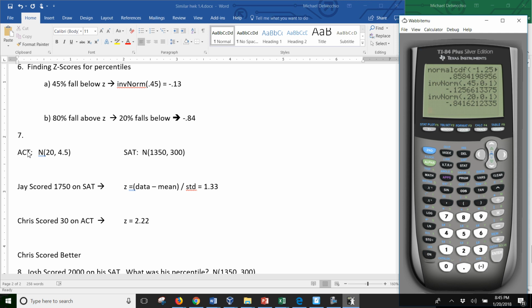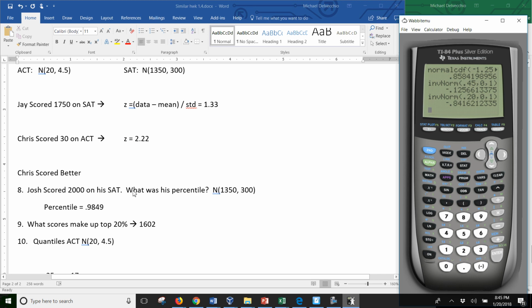So if we convert both of these to z-scores, so again, that's the data point minus the mean divided by standard deviation. So when we convert for J, we get 1.33. When we convert for Chris, we get 2.22. So z-scores are all z-scores, so we can tell that 2.22 is higher than 1.33. So in this case, Chris scored better with a 30 on the ACT than J with a 1750 on SAT. So this is a great example of why it's good to sometimes convert and standardize to z-scores.